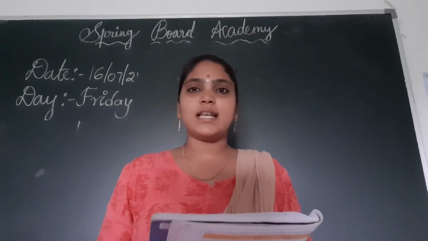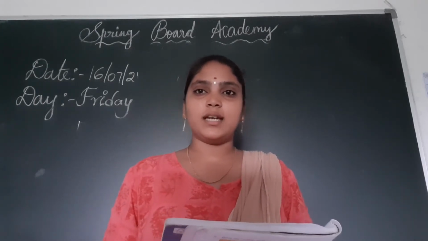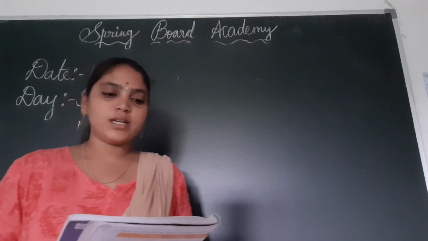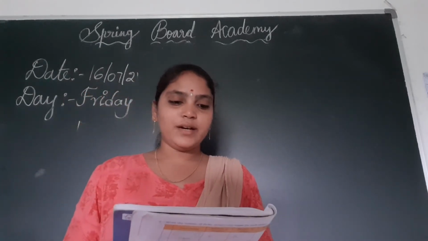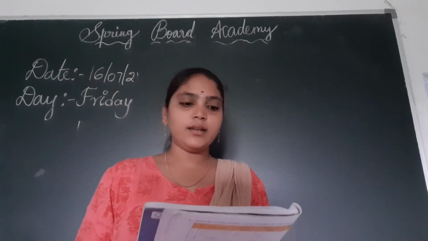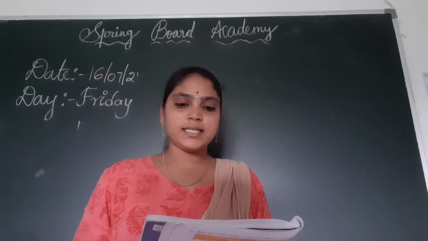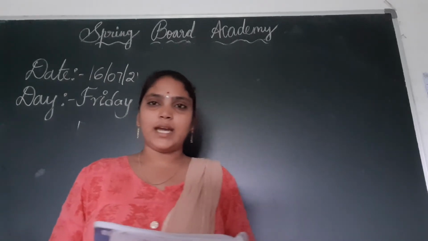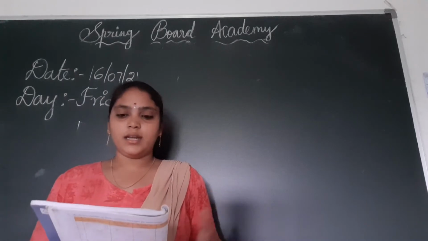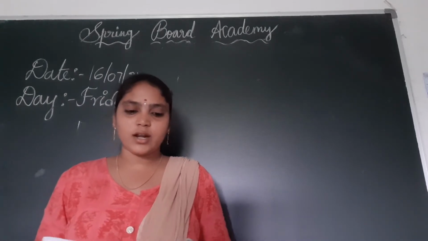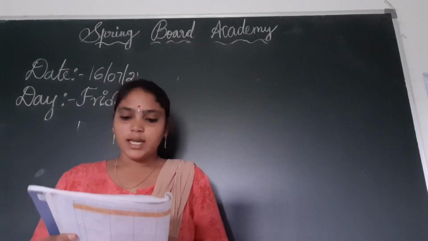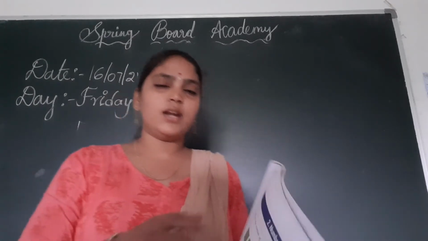So now in this class we are going to start the second chapter. So what is the title of the chapter? Numbers. First we are given a PEP activity, children. Write the number of hundreds, tens and ones. So we had already learnt numbers in class 2. Am I correct, children? So now here we have to count the number of hundreds, tens and ones.